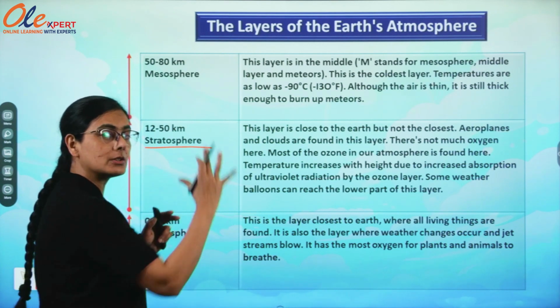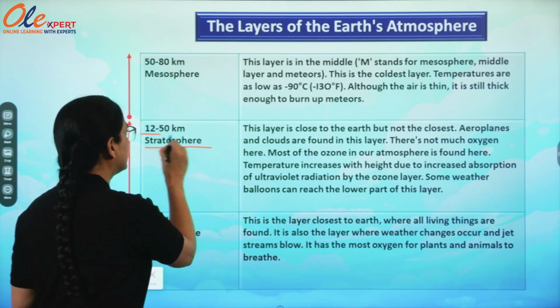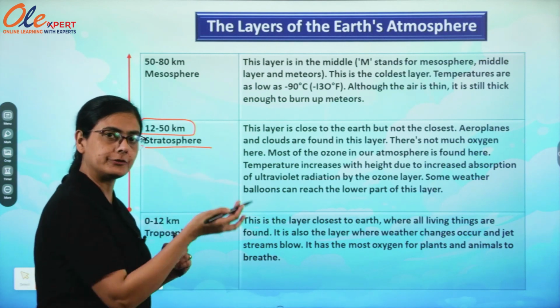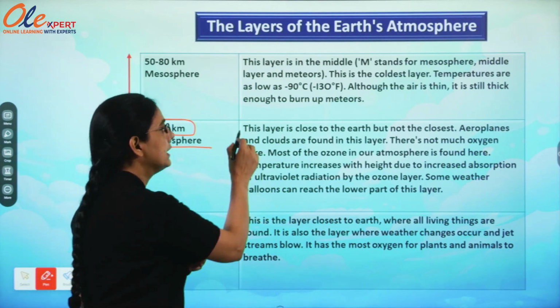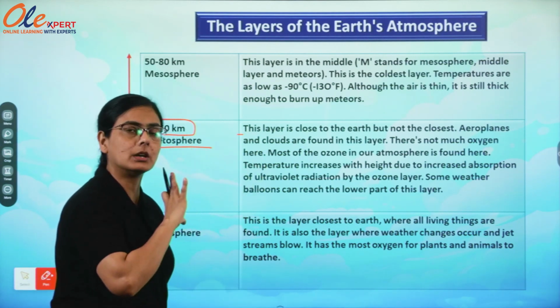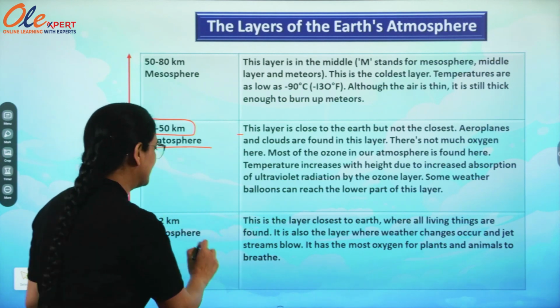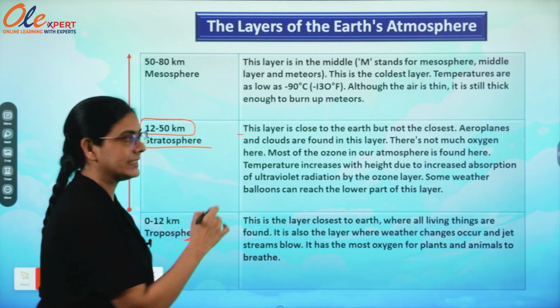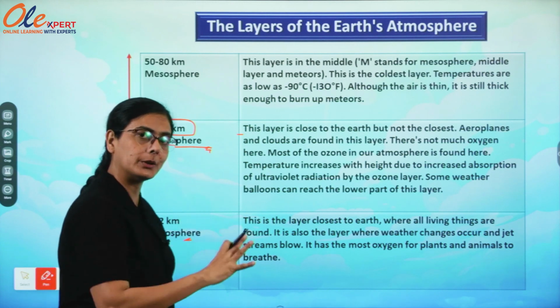That means we are coming close to the Earth's surface. The layer is around 12 to 50 kilometers from the Earth's surface. This layer is close to the Earth, but not the closest one, as troposphere is the first layer, and this is the second layer from the Earth's surface.